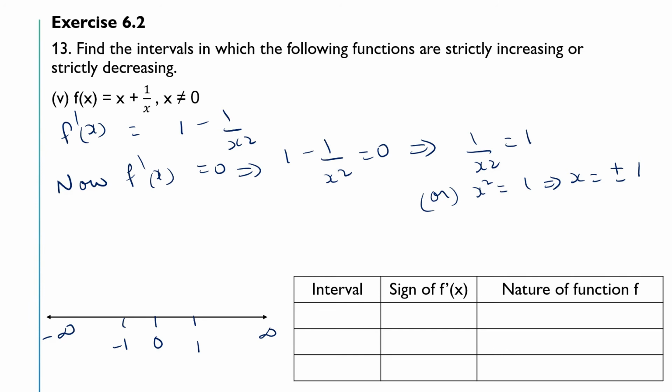First let us take the interval minus infinity to minus 1. When we substitute a point, say minus 2, in f dash of x, we can see that the sign of f dash of x is positive, which means the nature of the function f is increasing. So here it is positive, and the nature of function f is strictly increasing.